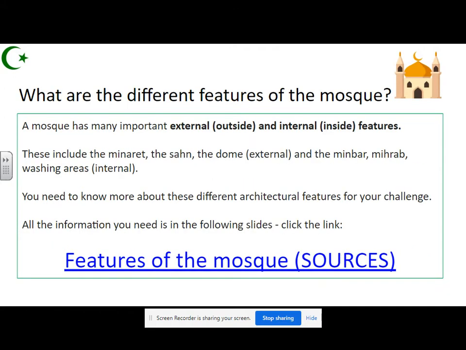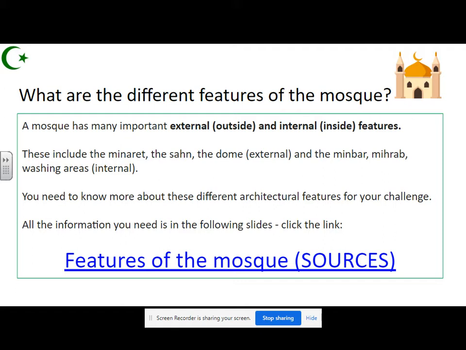So, what are the different features of the mosque? A mosque has many important external, outside, and internal features. And through this task, we'd like you to get to know a little bit more about the Muslim community by learning about these different features.